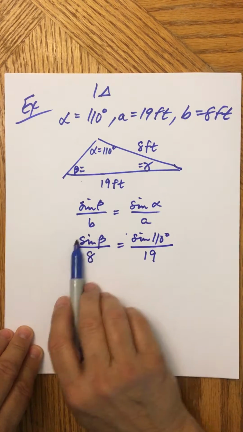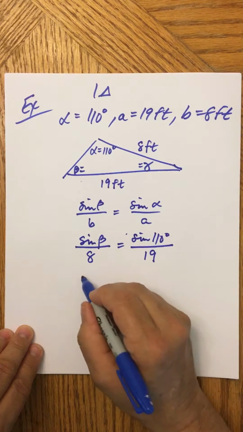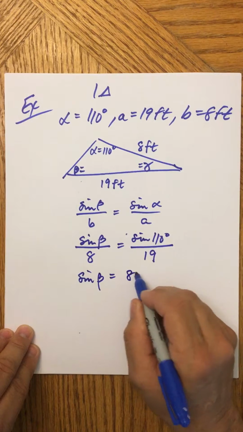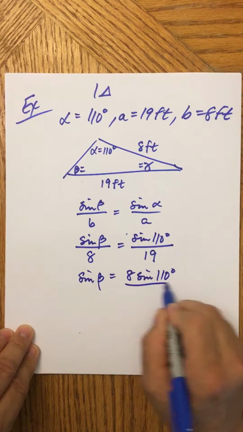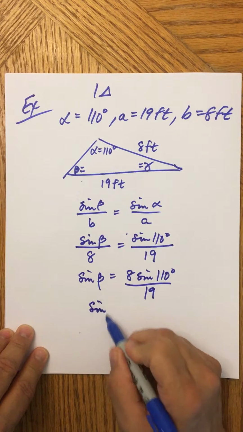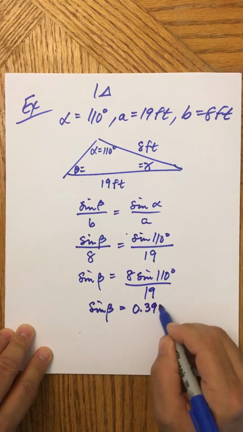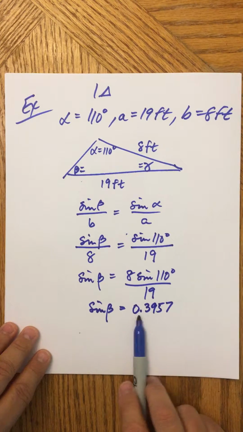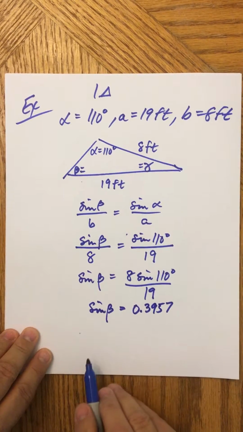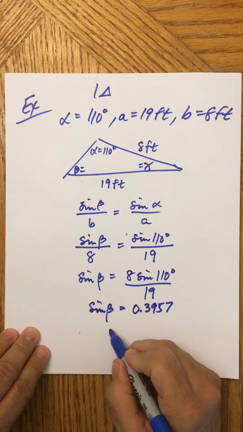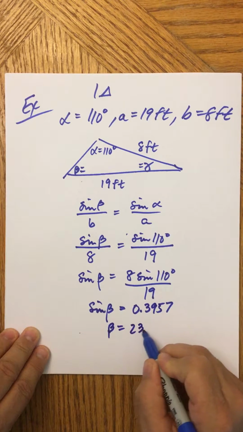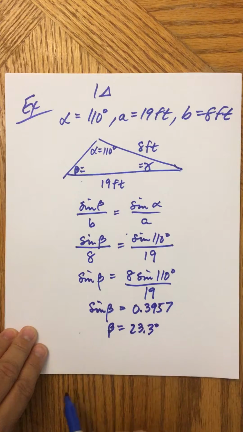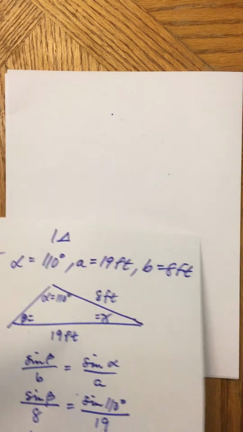Trying to isolate beta, I'm going to multiply both sides by 8. So I'll have sine of beta is 8 sine of 110 degrees over 19. And so you'll get sine of beta is 0.3957. Now again, this is asking for what angle is the y-coordinate a length of positive 0.3957. Your calculator is going to give you that beta is 23.3 degrees, but it's not going to give you the other possibility. So what I do is immediately set up two cases, because it's so easy to work one case and then forget the other.